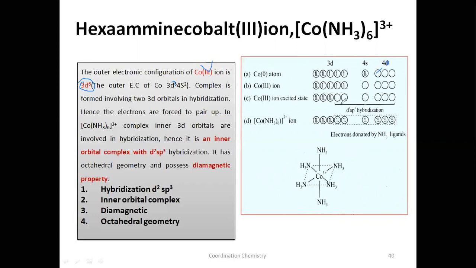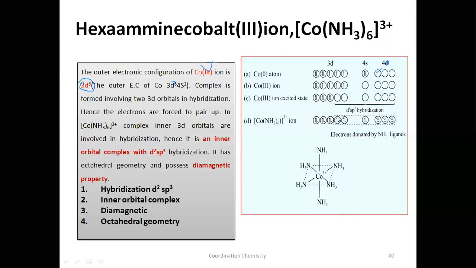How many empty orbitals do we need? What is the coordination number? 6. So we need 6 empty orbitals. 2 orbitals are from 3d. Next, 4s is giving 1. Next, 3 we have to take from 4p. So d2sp3 is the hybridization that is shown here in the dotted square box. These are the hybrid orbitals.